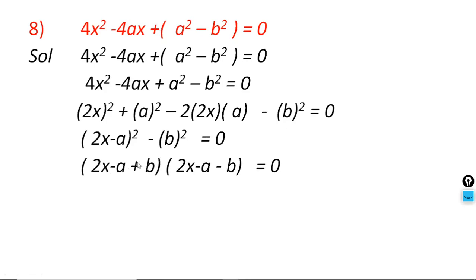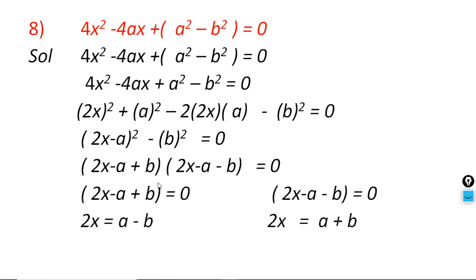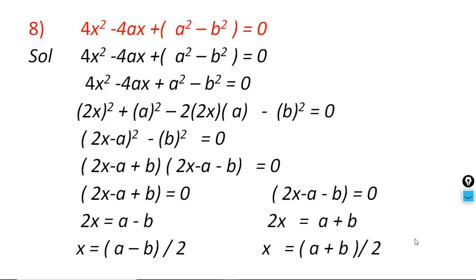Now we use the identity a plus b, a minus b, and finding out the value of x from here, x comes to be a minus b upon 2 and a plus b upon 2.